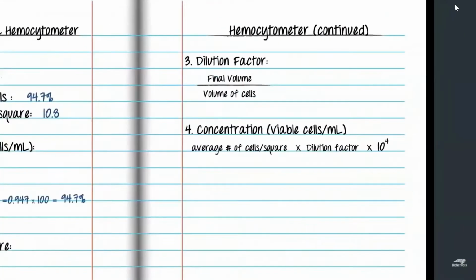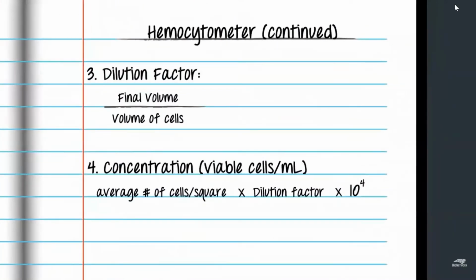Now let's calculate the dilution factor. The dilution equals the final volume divided by the volume of cells. Our final volume is 200 microliters because we started with 100 microliters of cells and added another 100 microliters of trypan blue. 200 divided by 100 is 2. Therefore, the dilution factor is 2.